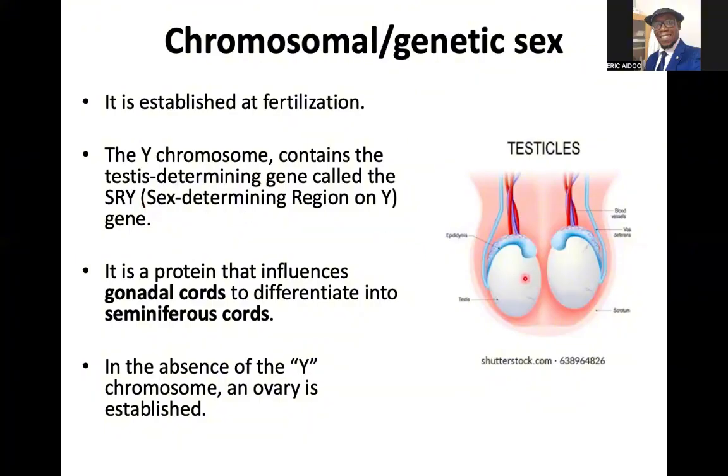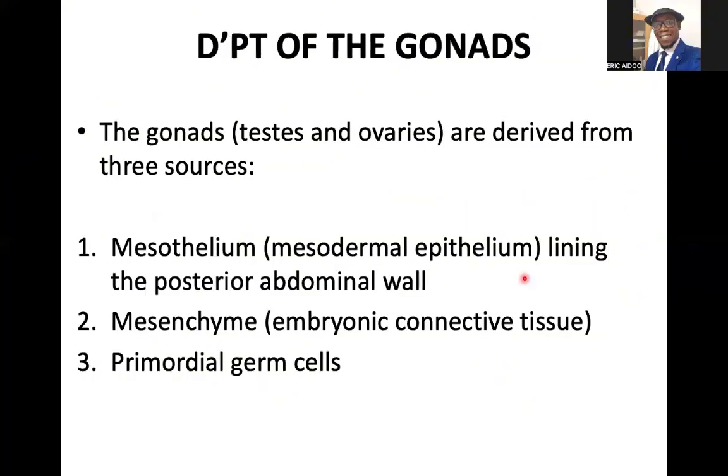And then that will influence the development of the testis. So what are the gonads? They are the testis or ovaries, and they are derived from three main sources. You have a mesodermal epithelium or mesothelium lining the posterior abdominal wall. And you have the mesenchyme, which is the embryonic connective tissue, and then primordial germ cells.